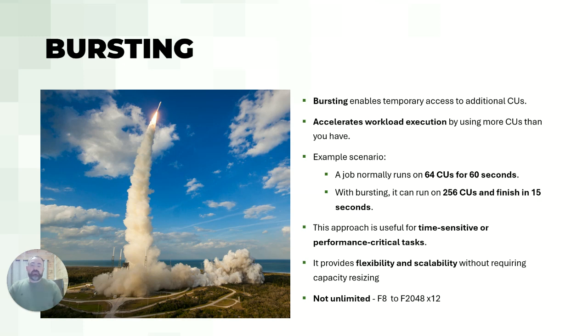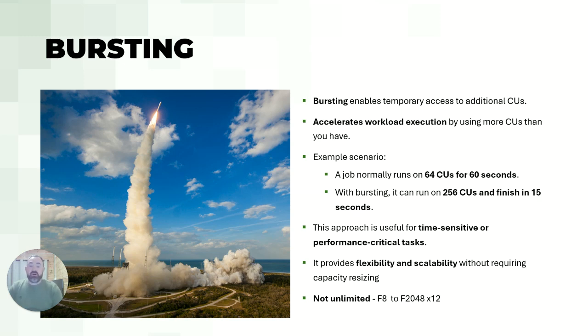One of the biggest things that we'll need to learn about capacity usage is bursting and smoothing. So bursting enables temporary access to additional CUs. So it will accelerate your workload execution. It'll just give you access to all of your future capacity for any item that you're running at the time. So we've got an example scenario.